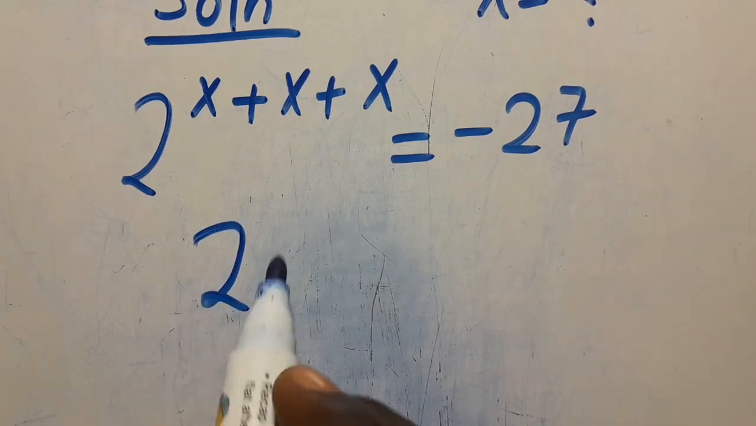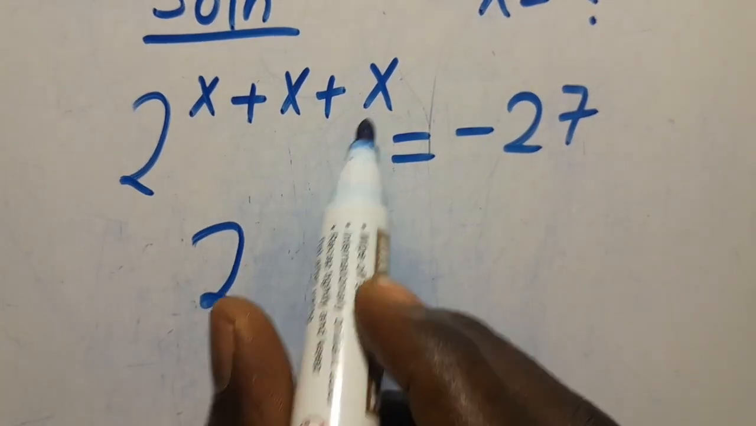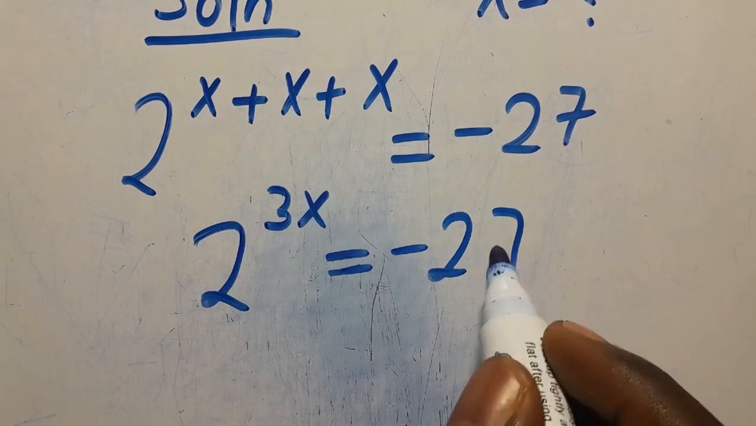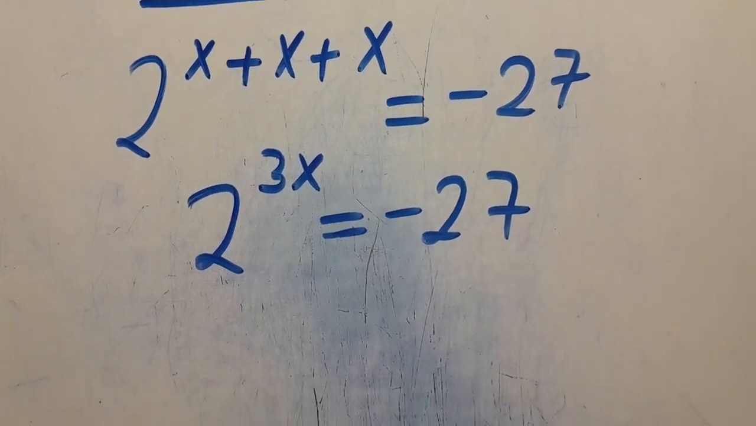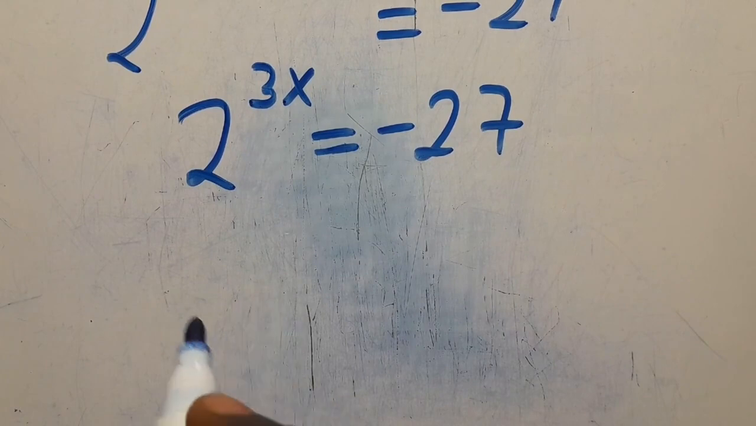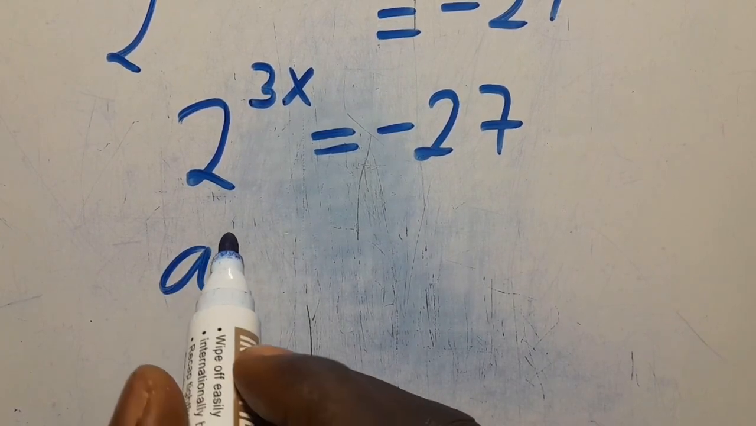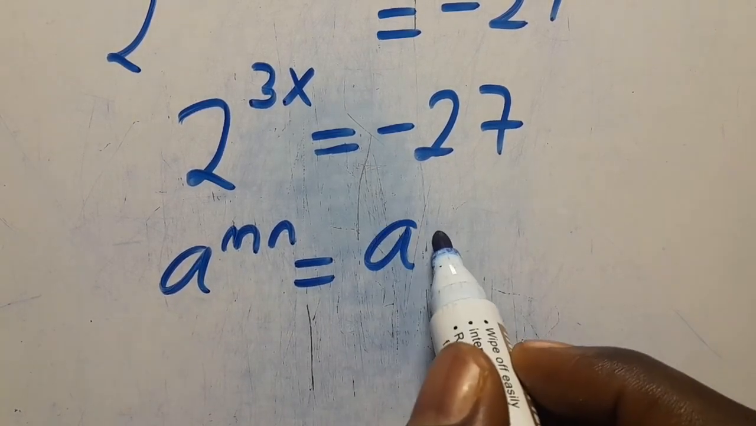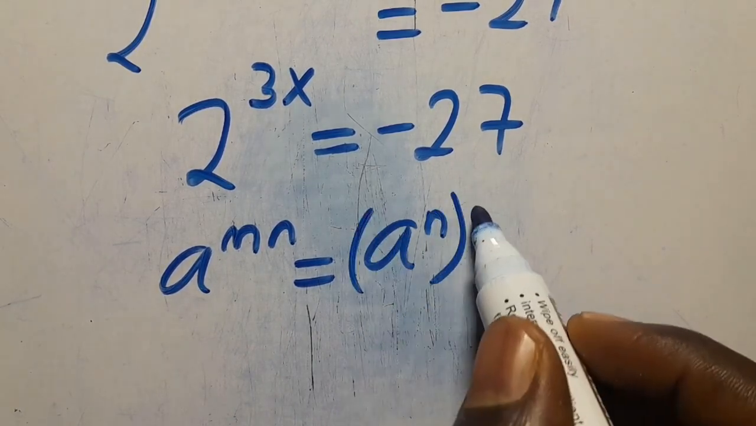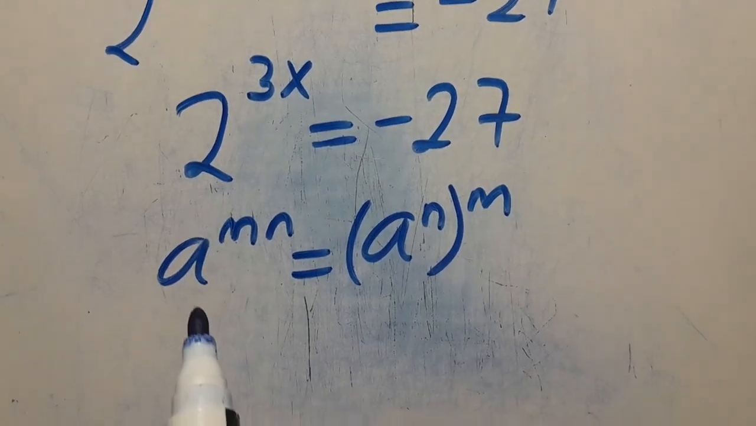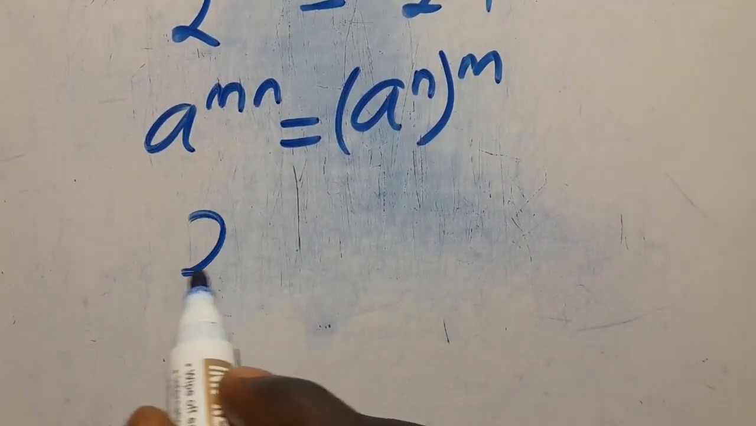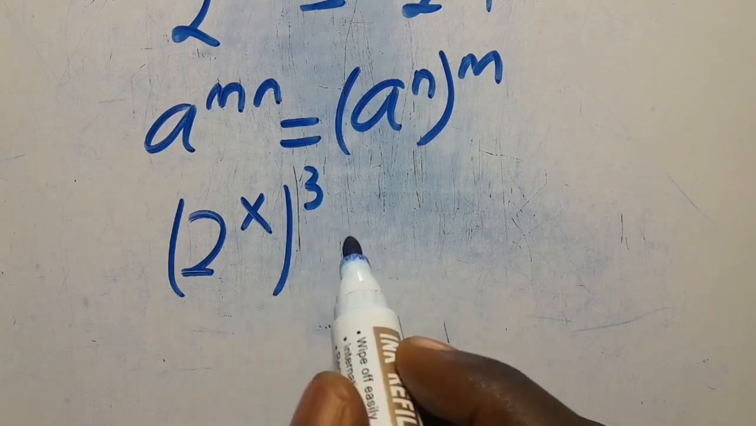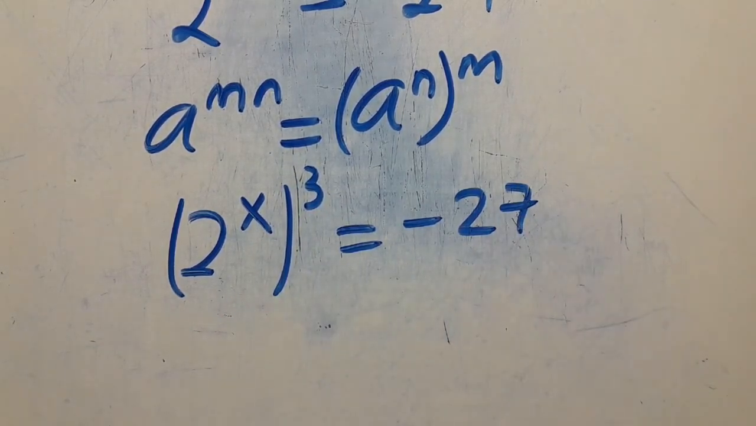So from here we have 2 to the power of x plus x plus x, which is 3x, equals minus 27. Let us recall that when you have a to the power of m multiplied by n, this can be simplified as a to the power of m in parentheses to the power of n. So when you apply it here, we're going to have 2 to the power of x in parentheses to the power of 3 equals minus 27.